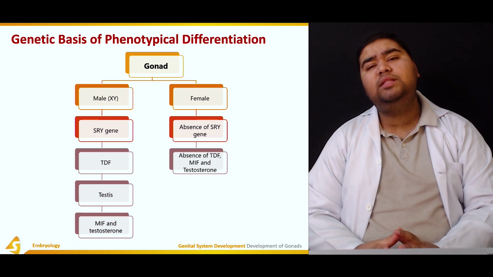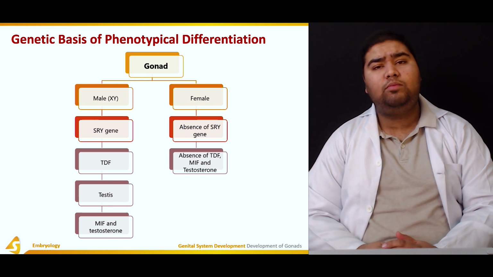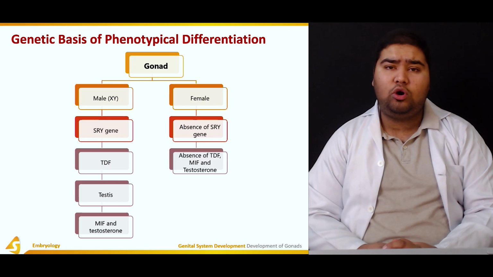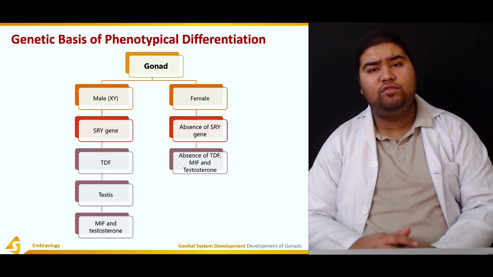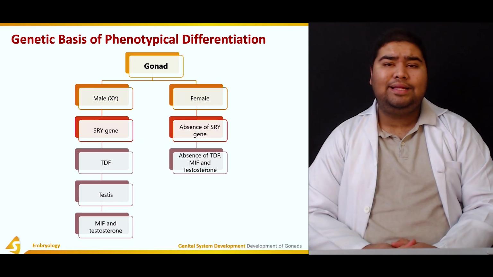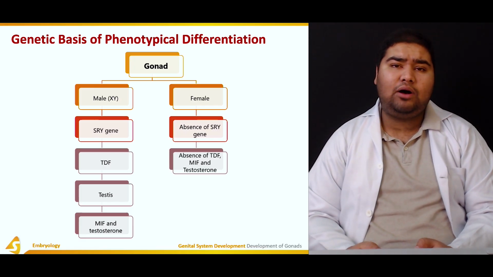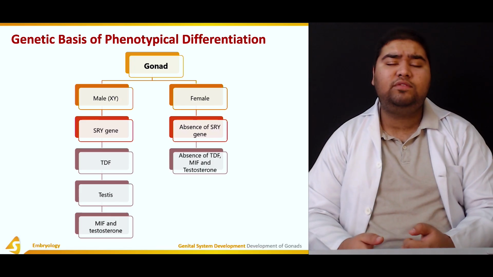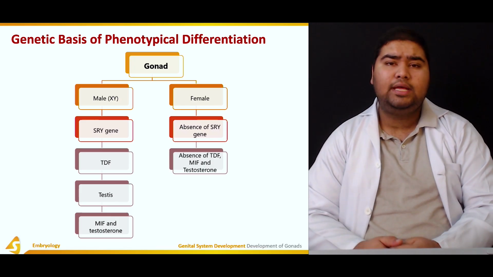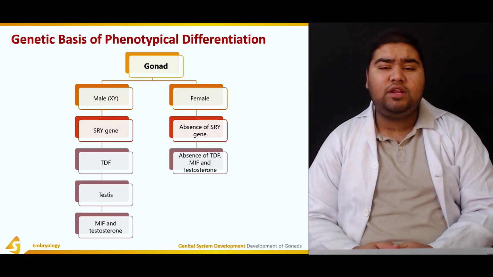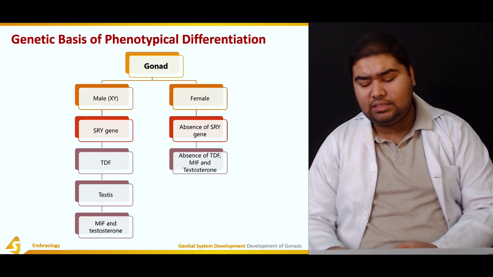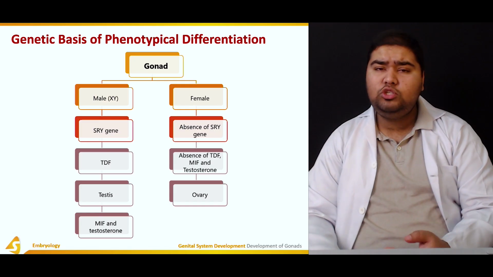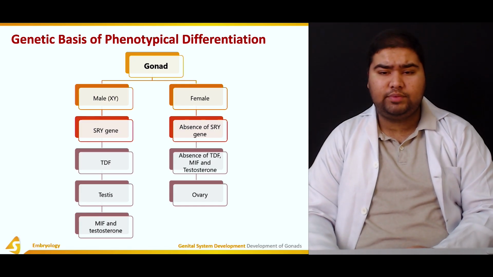Since the influence of Mullerian inhibiting hormone and testosterone is not there, testes will not form, and as a result ovaries will form. This is how the genetic sex of a zygote helps in determining the phenotypical sex of the adult fetus. So an ovary is formed.